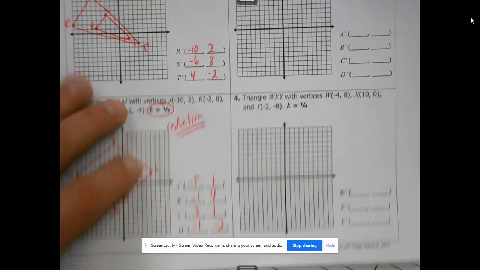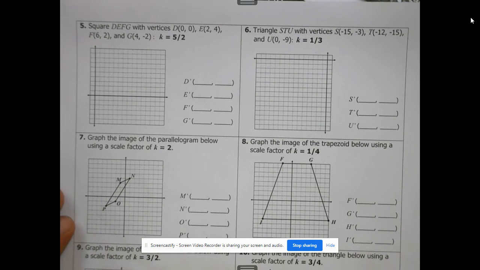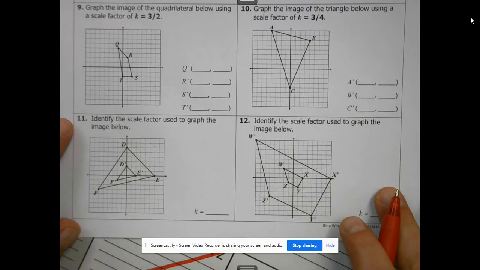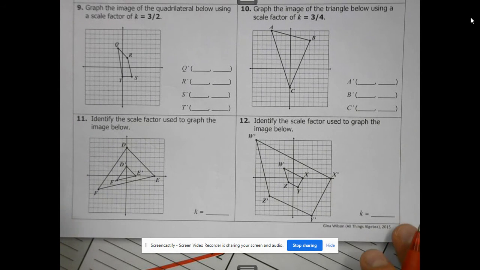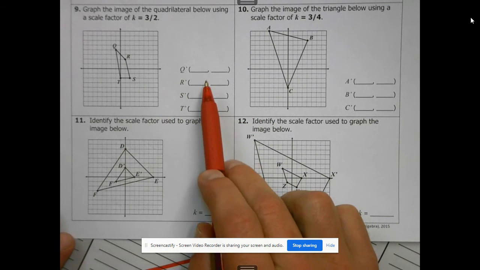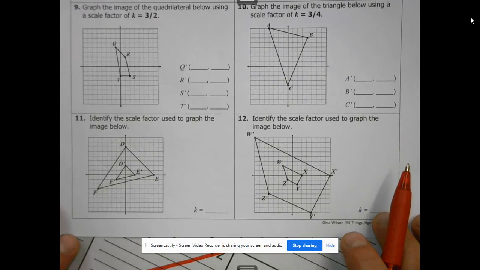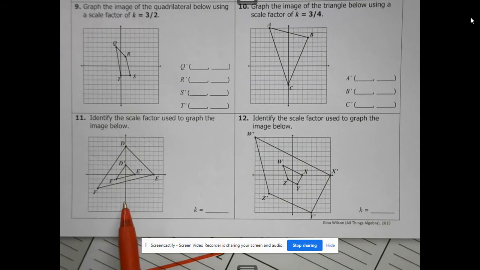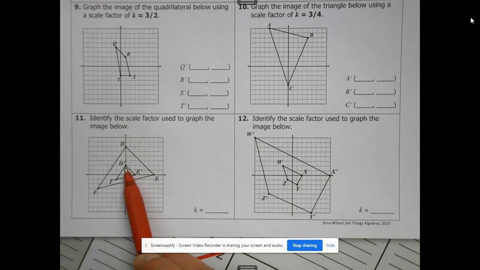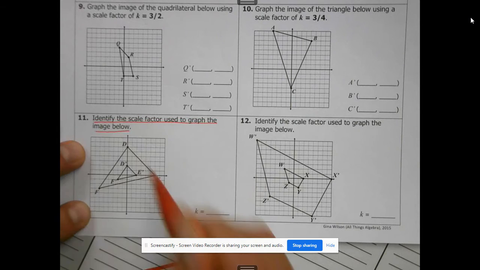To the back page. Let's take a look at numbers 11 and 12. Numbers 3 through 10 are basically the same stuff. They just want you to apply the scale factor to the ordered pairs and put the new points on the graph. You can check those with the notes and the key on Google Classroom. Let's take a look at 11 and 12. These are examples where you have both the pre-image and the image already graphed for you. Our job is to identify the scale factor below, right?